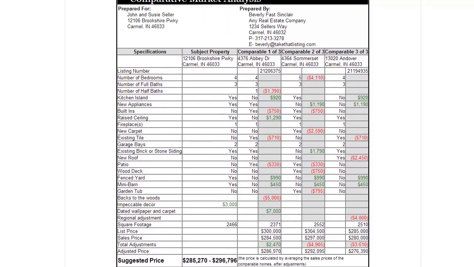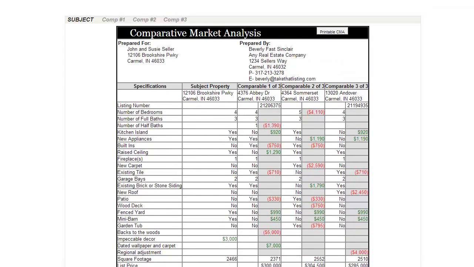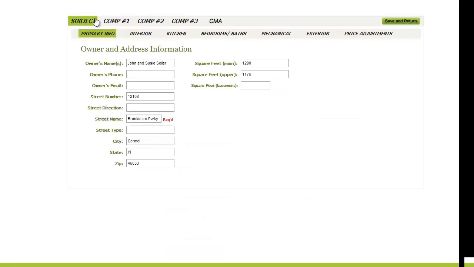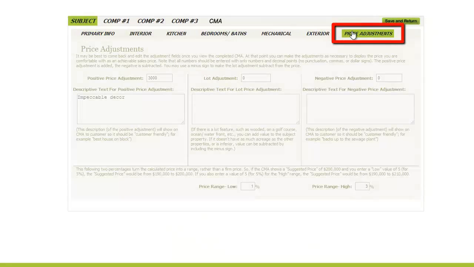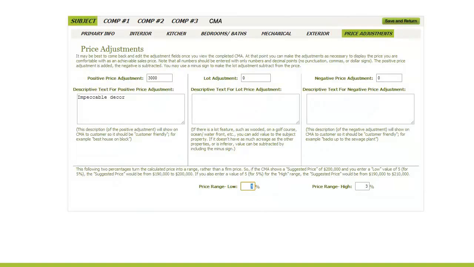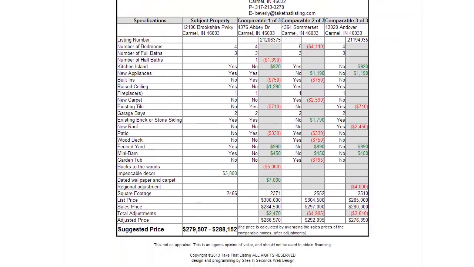But let's say the inverse is true. Let's say the subject is really not as nice as the other comparables. It's very plain. There's really nothing special about it. I can go back to the subject under the price adjustment. And I'm going to say now this could sell for 3% below the 288 number and no percent above. And again, agents, these numbers are totally at your discretion. Whatever numbers you type in there will now be reflected on the price range.